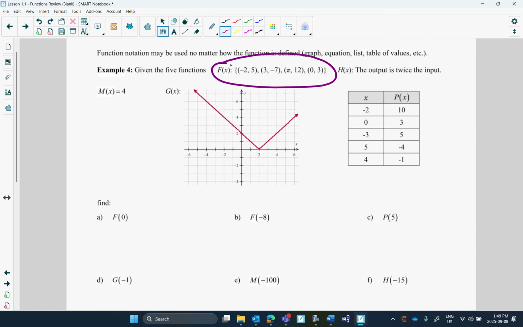Remember, this represents x, right? Where do you see x as 0? When y is 3. Right? You see x is 0 here. Well, what's the y that goes with the 0? 3. That's your answer.